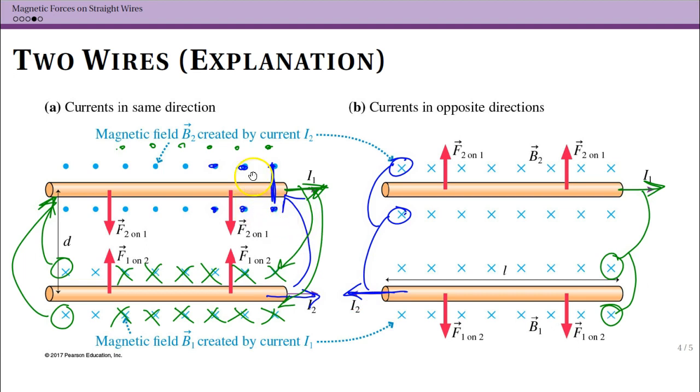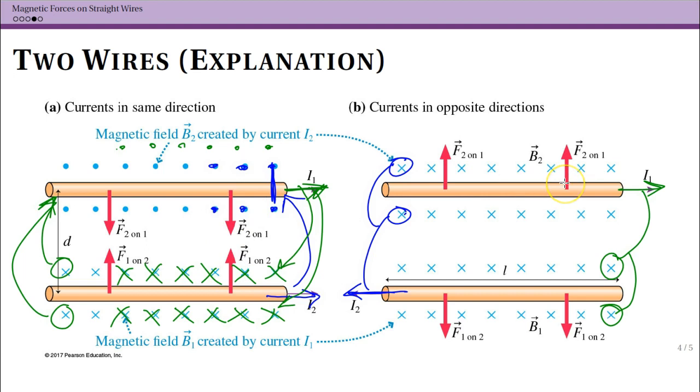Then you use the right-hand rule to think about the blue field interacting with the green current, and you do I cross B. So I cross B gives you a force down. Then we come down here and we say I cross B, where it's now in, gives you a force up. So in this case, you have an attractive force.